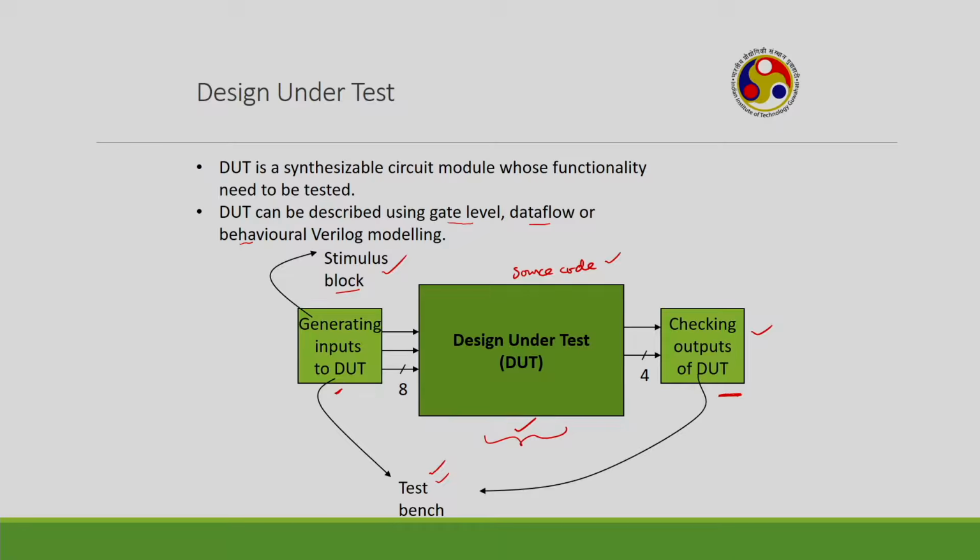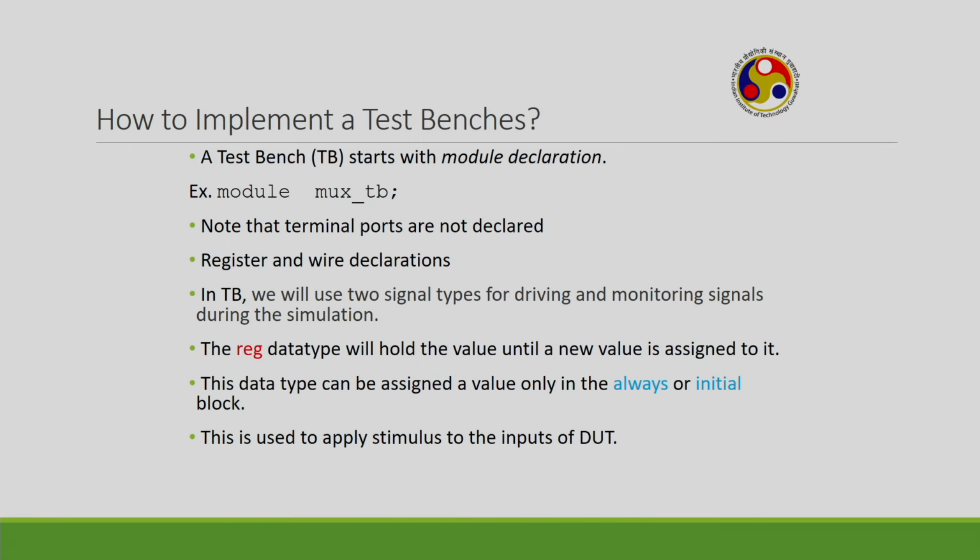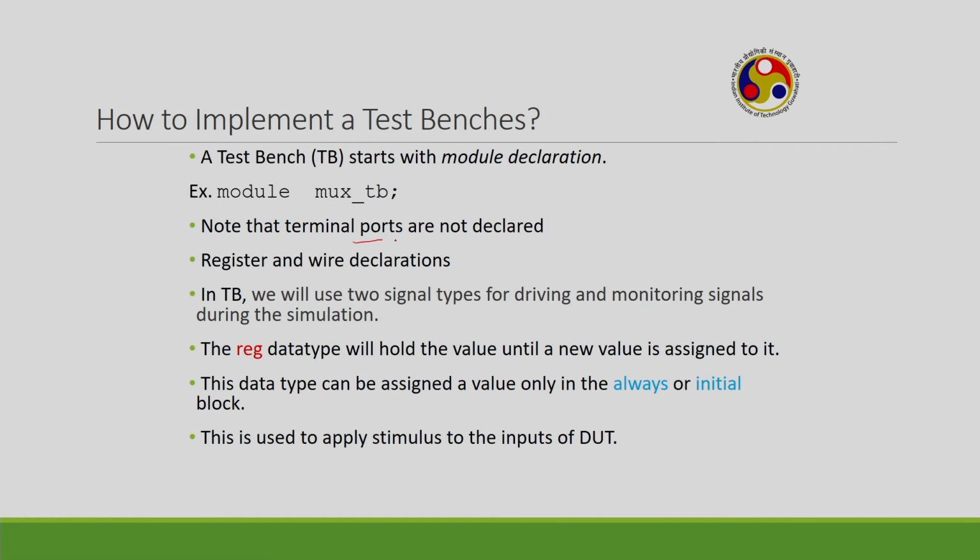Now, what are the various steps involved in the test bench? How to implement the test bench? The starting point of the test bench is that we have to declare the module. This is similar to the source code also, where the initial step is to declare the module. But the main difference between the module declaration in conventional source codes and the Verilog code of the test bench module is that here we will not declare the ports. This is one of the important points.